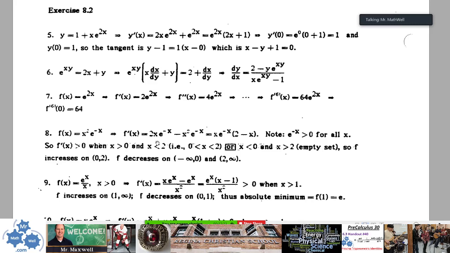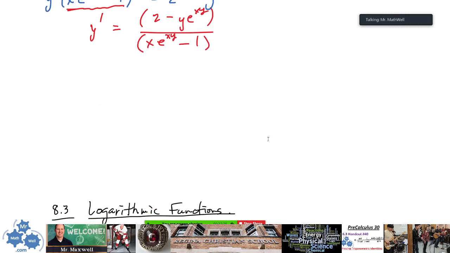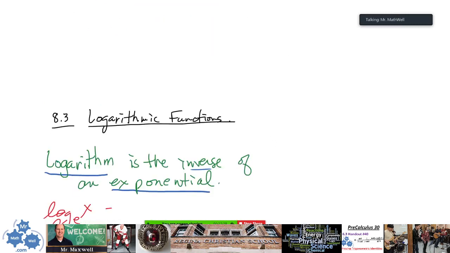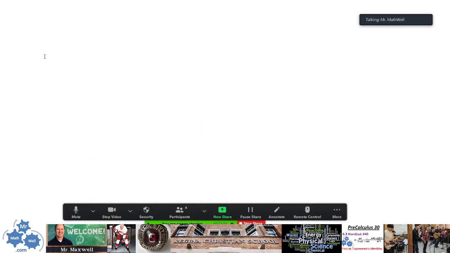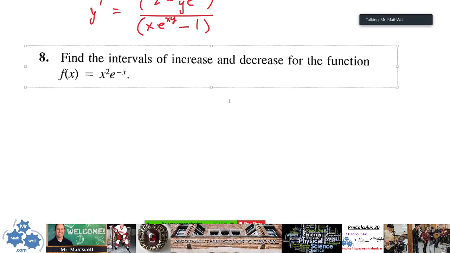All right, let's take a look at 8 then. 8 was the next one, I guess, that was mentioned before we get on to 8.3. Exciting. So let's do number 8 before we get into log functions.